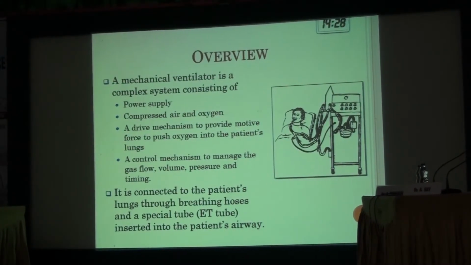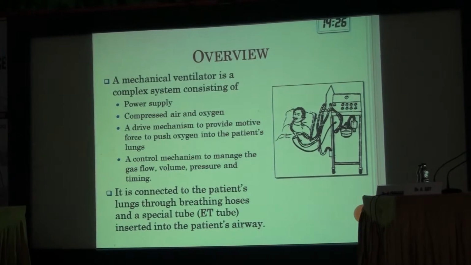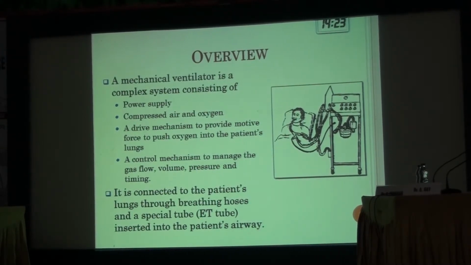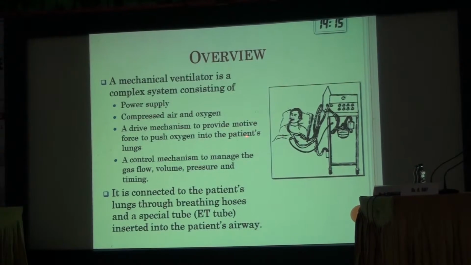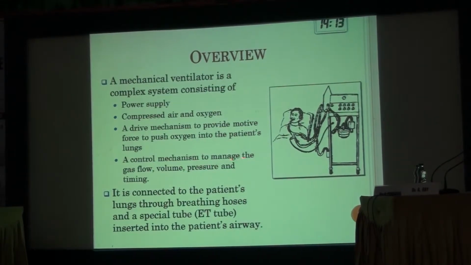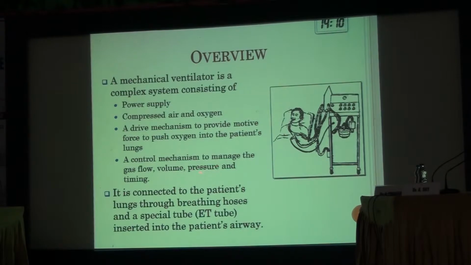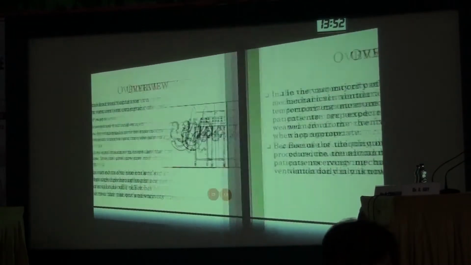So a quick overview about how the ventilators act. Basically it is a complex system consisting of a power supply, has got a compressed air and oxygen, has got a drive mechanism to provide motive force to push oxygen into the patient's lungs, and a control mechanism to manage the gas flow, volume, pressure and timing. These are the basic features of any ventilator by which different modes and different types of ventilators are designed. Then it is connected to the patient's lungs through the breathing hoses and a special tube, we all know the endotracheal tube, inserted into the patient's airway.